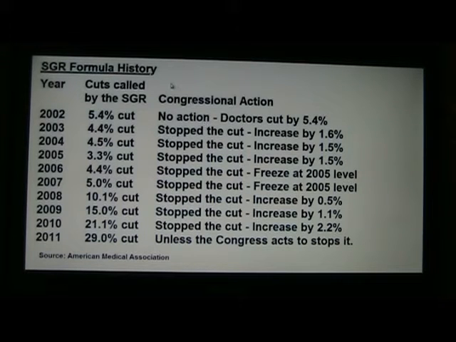Let's take a look at the SGR formula history. We have the years 2002 through 2010 and the cuts that were called for by the SGR and the congressional action. In 2002, a 5.4% cut was called for. The Congress took no action, and the doctors were cut by 5.4%. In 2003, another cut was called for, but this time Congress stopped the cut and increased payments by 1.6%. And you can see for 2004 and 2005, they did the same thing. They stopped the cuts and increased it by a little. In 2006, further cuts were called for, and 2007, and they froze the cuts at the 2005 level. Now you can see in 2008, 9, and 10, big chunks were called for, 10.1%, 15%, 21.1%. Each time they stopped the cuts and they increased it by just a little bit.